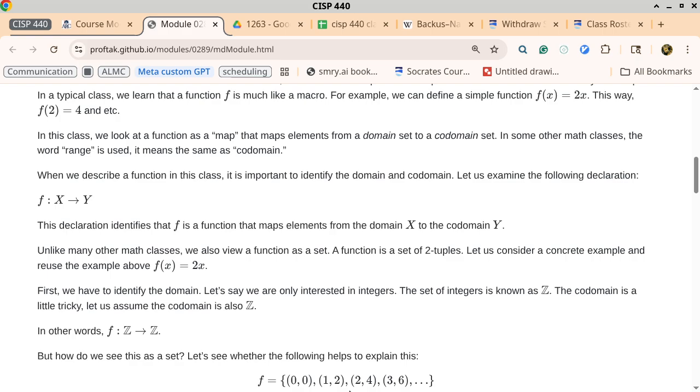That is correct. Very good. Yes, they can be different. In today's class we may not be able to touch that, but when we talk about injection, surjection, and bijection, then we'll be looking at the relationship between the cardinality of the domain versus the cardinality of the codomain. But yes, they can be different.